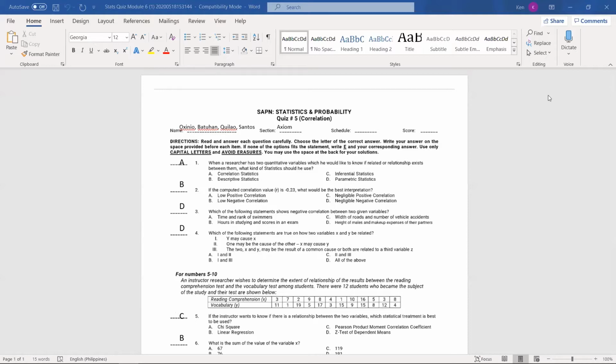Number 1. When a researcher has two quantitative variables which he would like to know if related or a relationship exists between them, what kind of statistics should he use? Yung sagot, letter A. Correlation statistics.